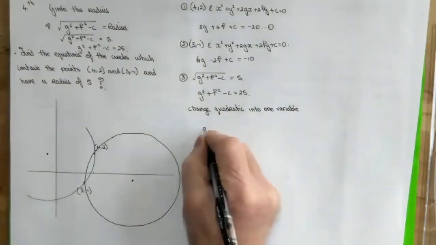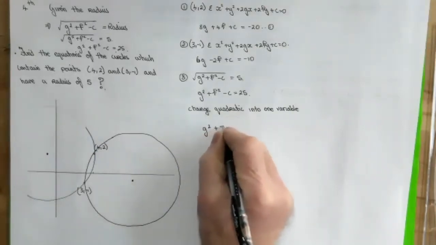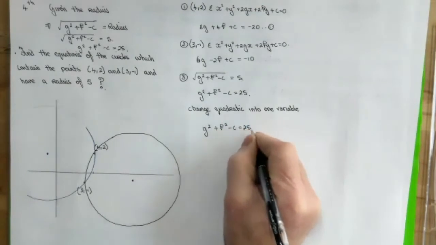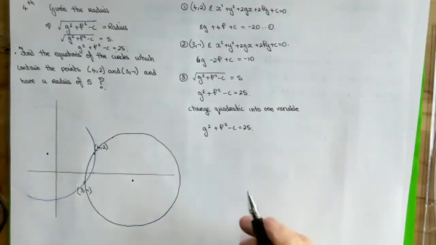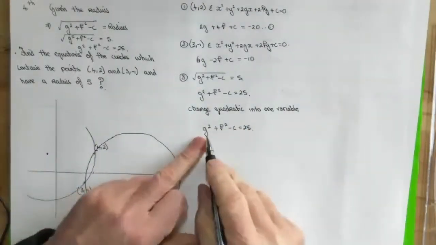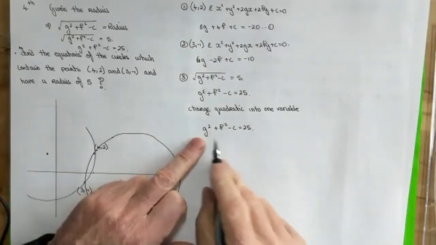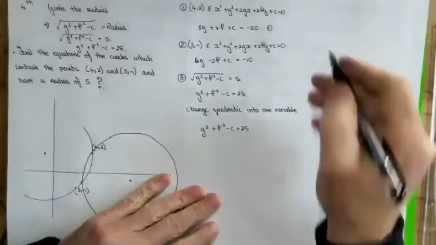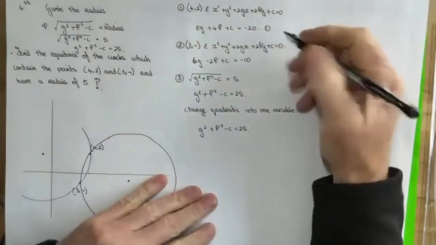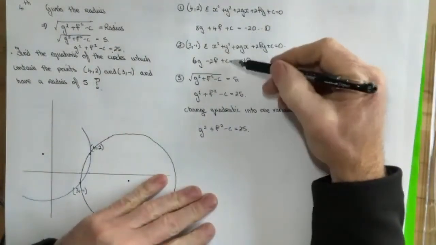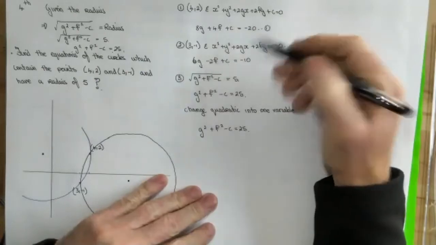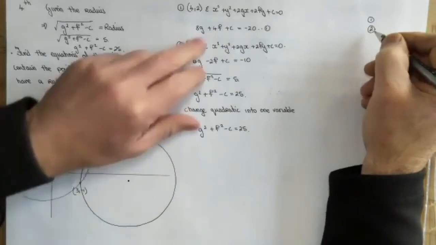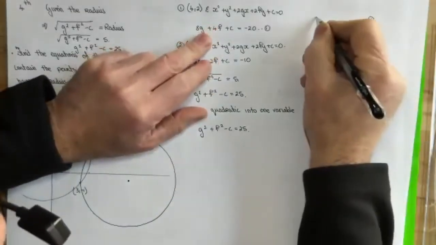So I start with g squared plus f squared minus c is equal to 25. So I have to put this into all g's or all f's. That's what I have to do. So I go back to these two equations. What can I eliminate between them? Well, let's eliminate c. Between 1 and 2, I'm going to eliminate c, and let's see what I get.